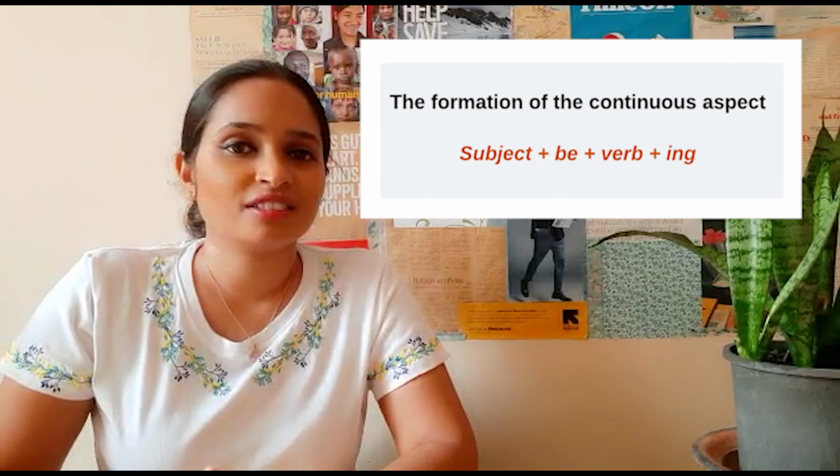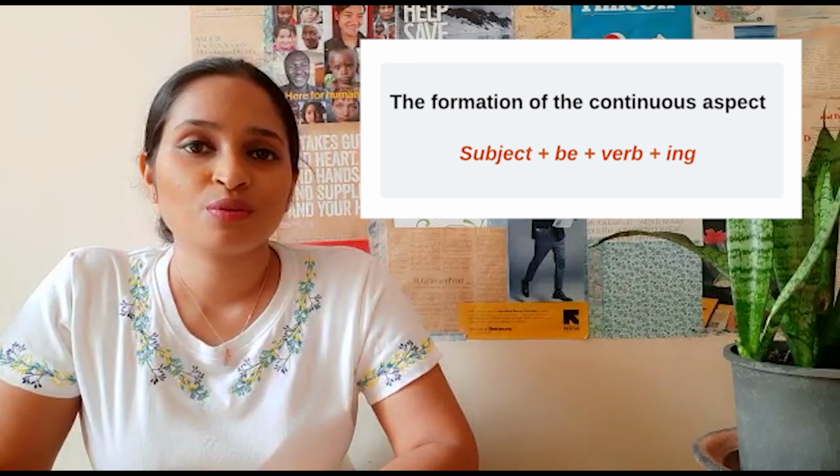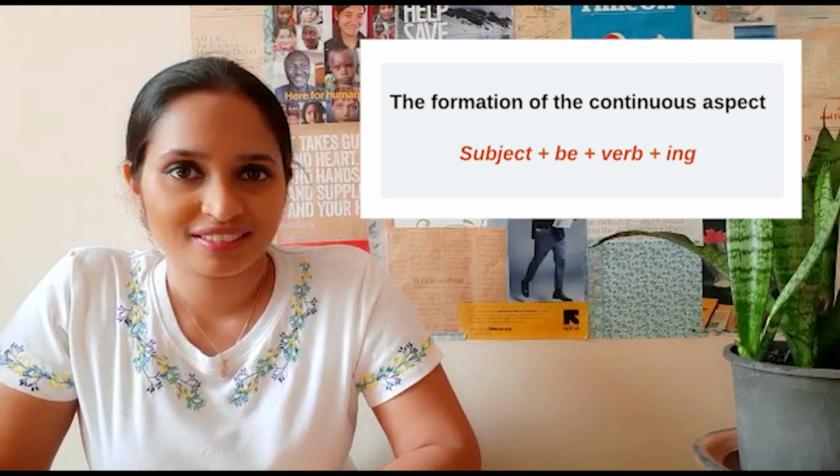We use the continuous aspect to mean that an action continues at a specific time in the present, the past, and the future. Since the action is in progress for a period of time, the continuous aspect is generally used with action verbs such as dance, jump, run, etc., and not with state verbs such as love, hate, want. The formation of the continuous aspect is subject plus be plus verb plus ing.